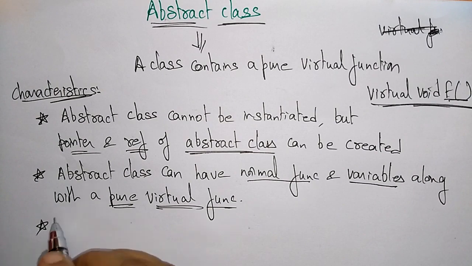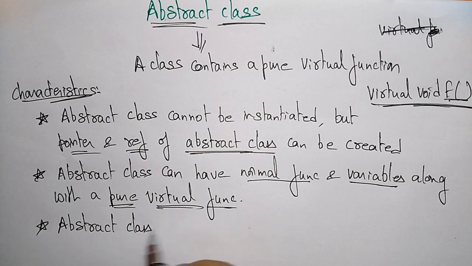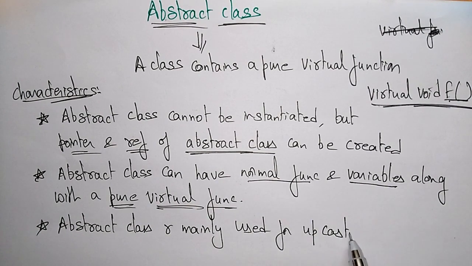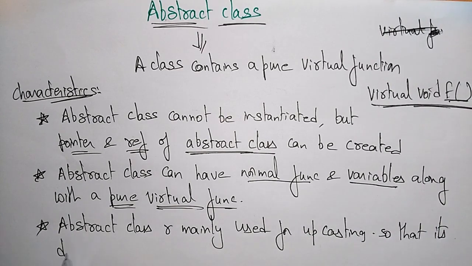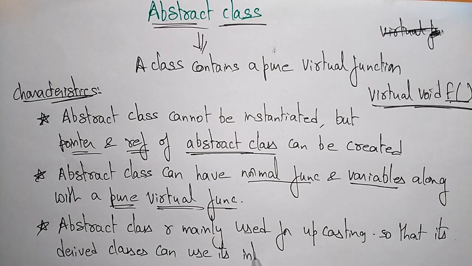Coming to the next characteristic. Abstract classes are mainly used for upcasting, so that its derived class can use its interface. Whatever class you declare as an abstract class will act as a base class, and with the help of the derived class it can be used as an interface of the base class.